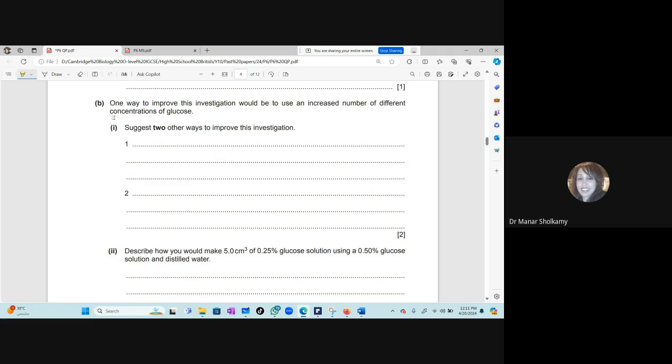I'll highlight this. Okay, one way to improve the investigation would be to use an increased number of different concentrations of glucose. Suggest two other ways to improve this investigation. Now, please do not give the same answer. So don't say I'm going to use different concentrations of glucose or smaller concentrations of glucose, because they already gave you this as an option. So you need to think of other ways to improve. Don't write this answer. Give me other ways to improve any investigation.